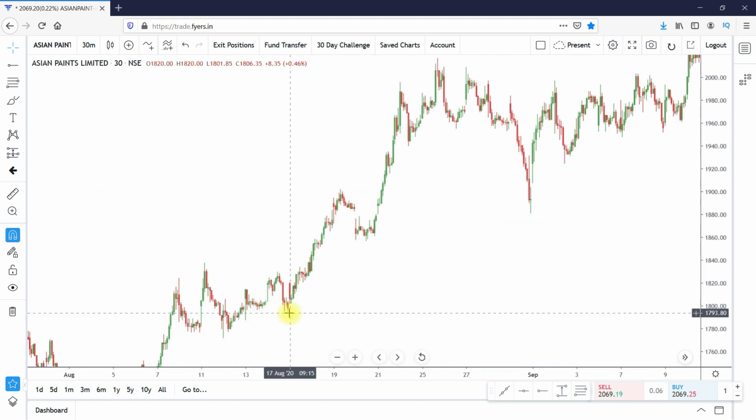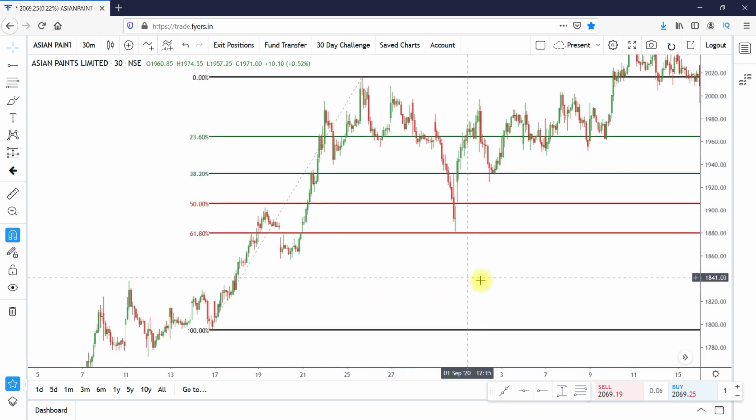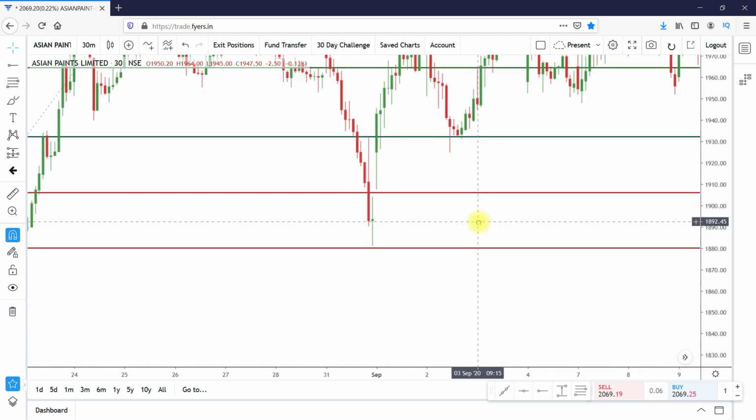Next example. Here, near 61.8%, a doji formed. This is a continuation as well as a reversal pattern, for both bullish and bearish. Regarding the doji, we will learn in future videos.